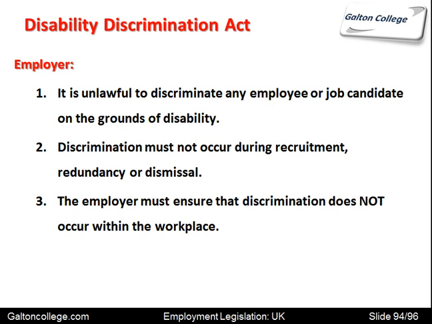The employer must ensure that discrimination does not occur within the workplace. So someone with a disability should not be discriminated against and should not be joked about or teased or bullied or abused at work. The environment at work should be a happy environment in which people go to work to perform the tasks, to earn a living and to live their lives. People do not go to work to be abused or discriminated against.